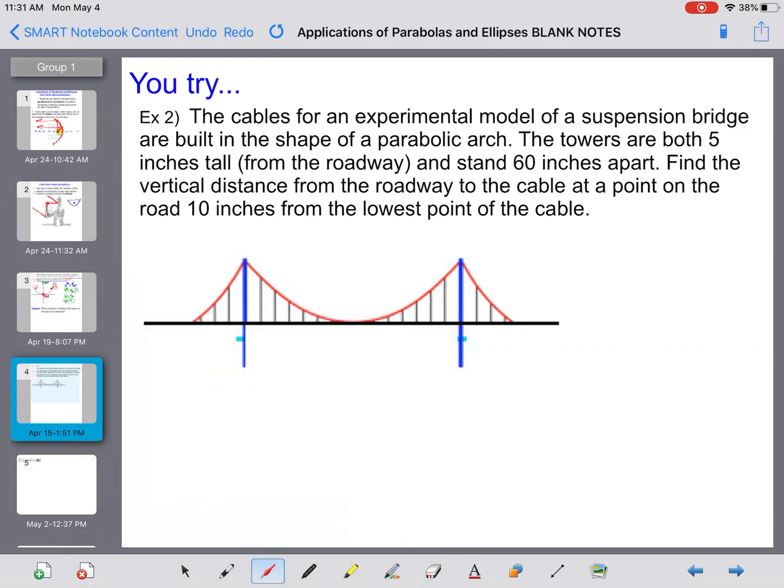Okay, so a little wordy here. Might have to read it once or twice to kind of figure out what's going on. But here's what we're looking at. This is our parabola right here.